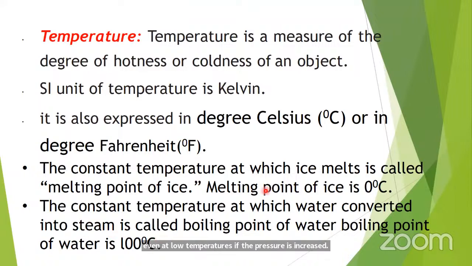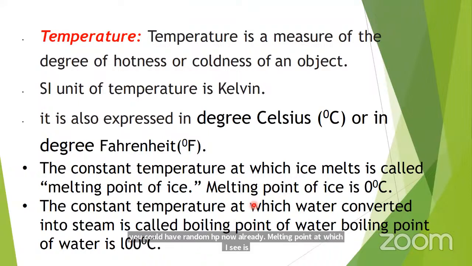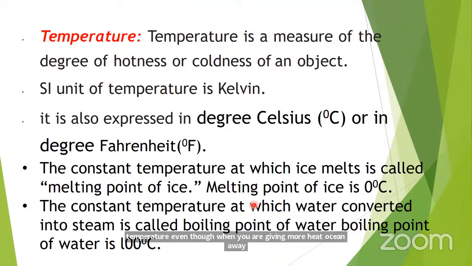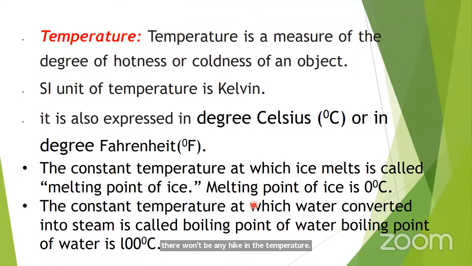ఓకే, ఇక్కడ 2 పదాలు నేర్చుకున్నాం. ఒకటి ఆల్రెడీ గుర్తు తెచ్చుకుంటున్నాం. నేర్చుకున్నామంటే ఆల్రెడీ చదువుకున్నారు మీరు. ఒకటి మెల్టింగ్ పాయింట్, at which ice is becoming water. That temperature, even though when you are giving more heat, there won't be any hike in the temperature. ఆ పాయింట్ని మెల్టింగ్ పాయింట్ అంటున్నాం.